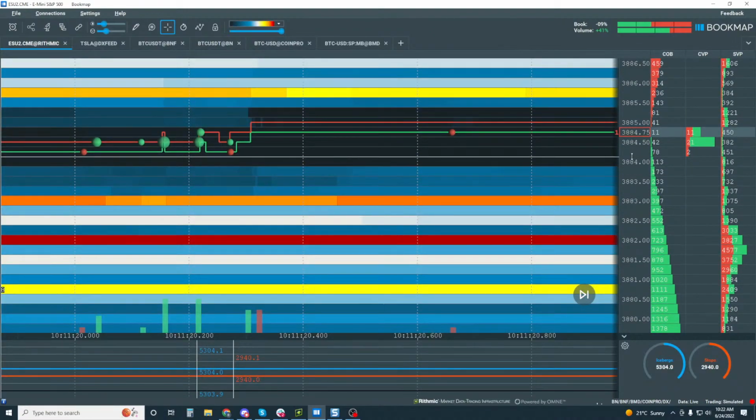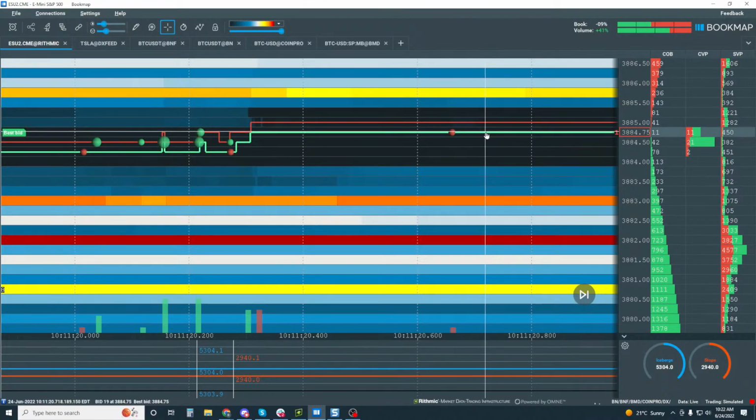So if a larger player comes in, sweeps that order book, hits the market sell button, and moves it down to 38.80, how many contracts do they have to trade to get down to here?